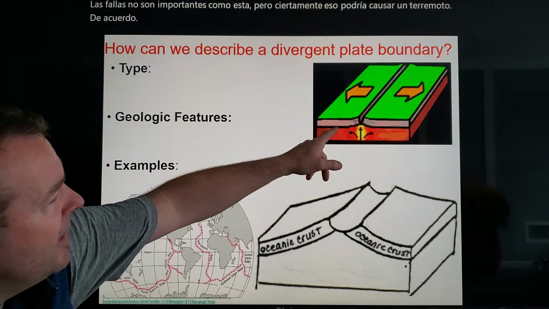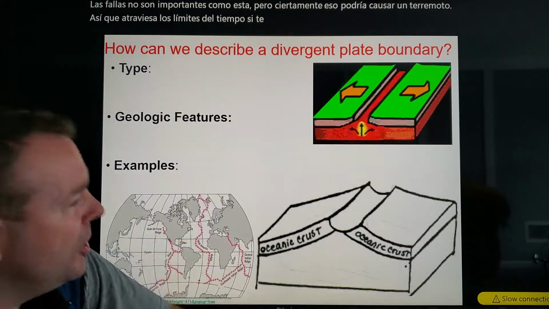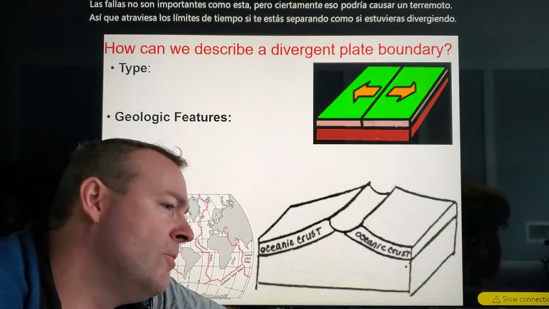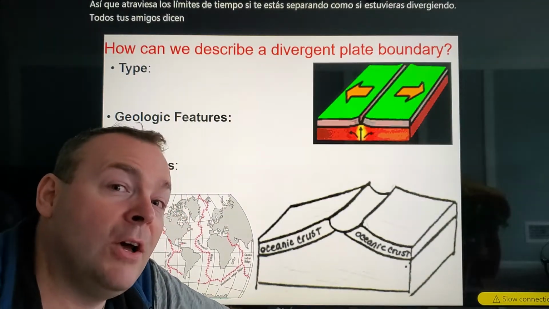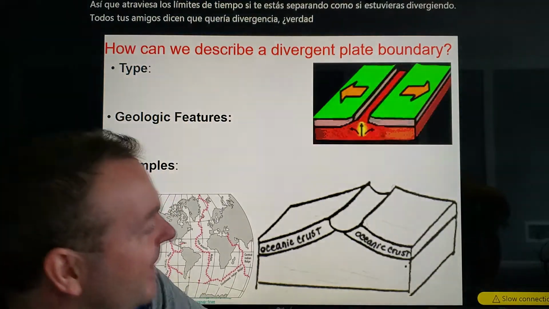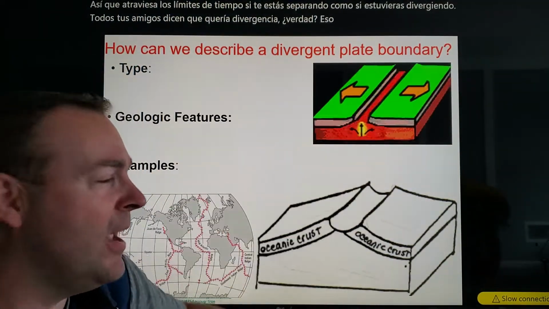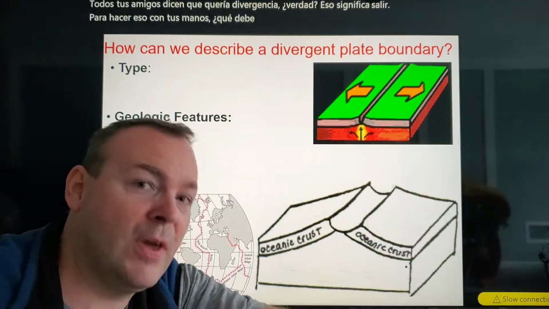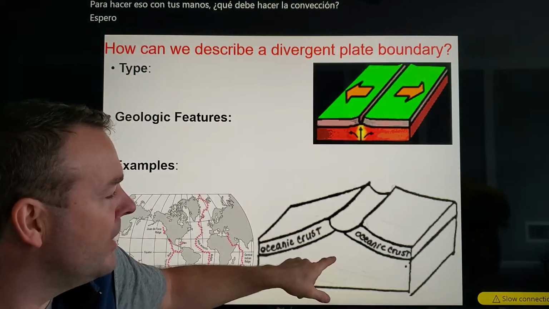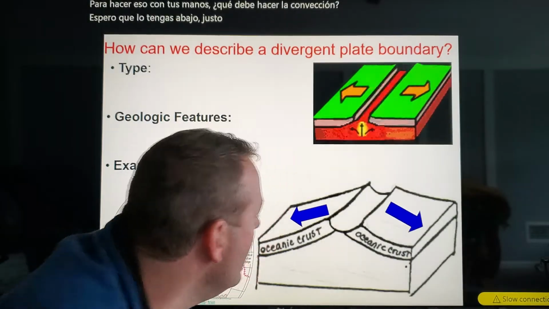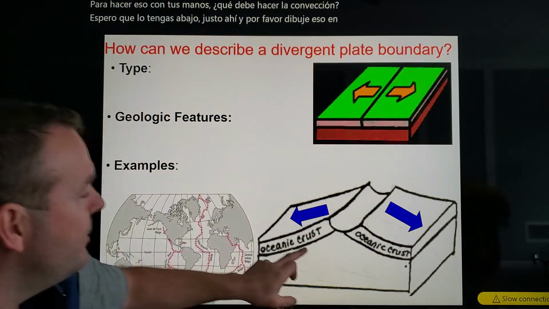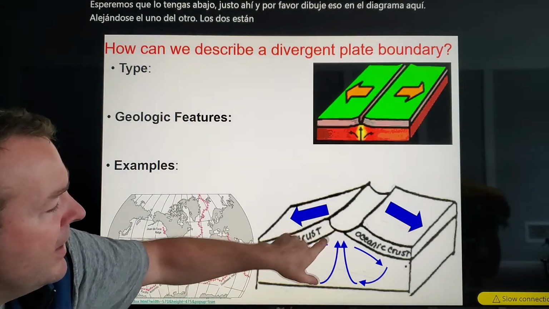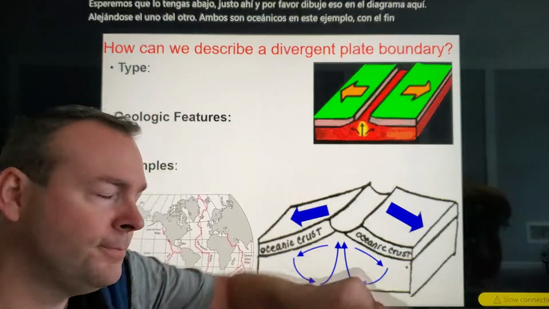If you're moving apart like that, you are diverging, right? When you call your buddies up, say, hey, you want to diverge, right? That means go out. In order for it to do that with your hands, what must the convection be doing? Hopefully you've got that down right there. And please draw that in the diagram here. Okay, so the plates are moving away from each other. They're both oceanic in this example. In order to do that, convection must be doing this.